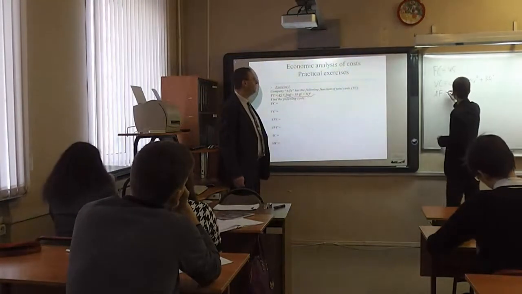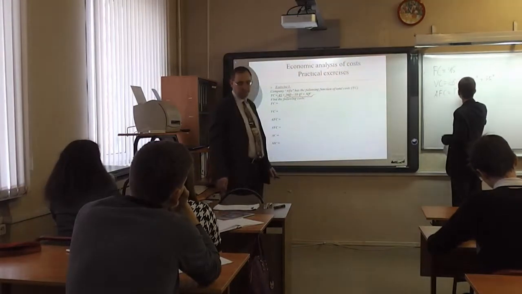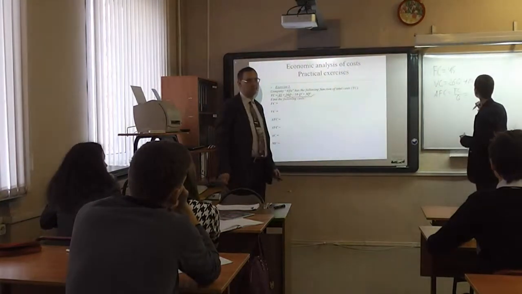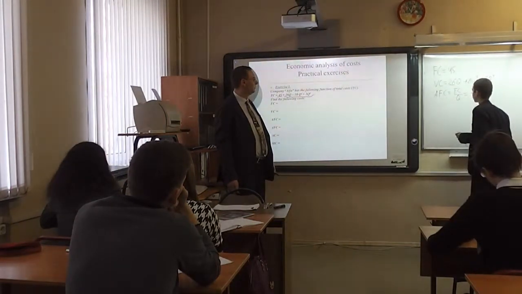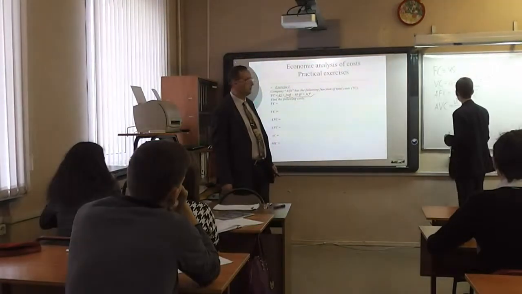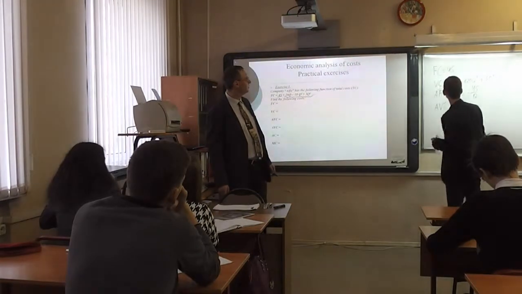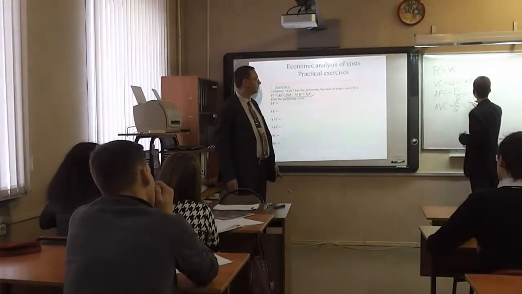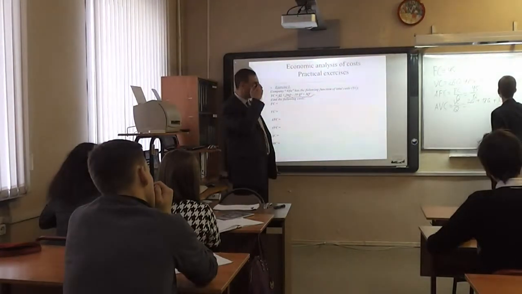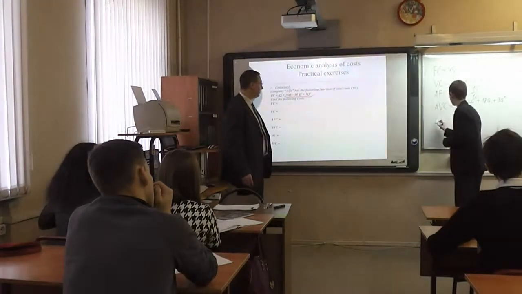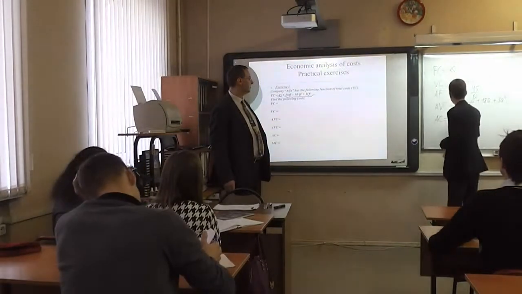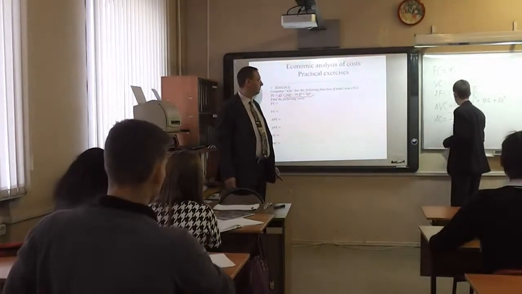The next is average fixed cost. Average fixed cost is fixed cost divided by who? Quantity. It's quantity. And it's 45 divided by quantity. Next. Average variable cost. Variable costs divided by quantity. Average costs, so average total costs. Total costs divided by quantity.